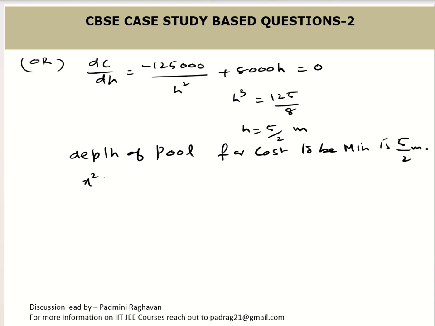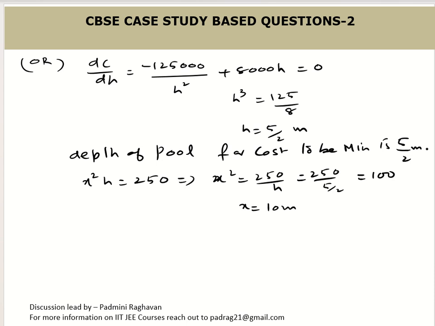We know x square h is equal to 250 is the relation. So x square is equal to 250 divided by h, which is 250 divided by 5 by 2, which is going to be 100. That gives us x is equal to 10 meters. So the swimming pool should have the base as 10 by 10 and the depth as 5 by 2 meters for the cost of making the pool to be minimum.